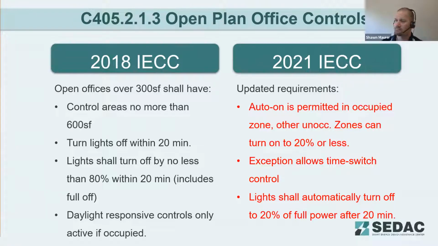So the main takeaway here for these updates is that they're allowing a little more flexibility with the lighting on-off control as far as that 20% minimum energy, providing some safe passage lighting through areas that someone might walk through, but they're not occupying that portion of the office. They're moving to another area that's under a separate control system.